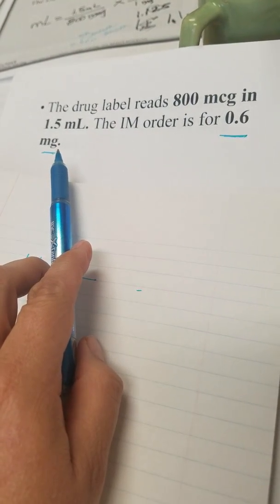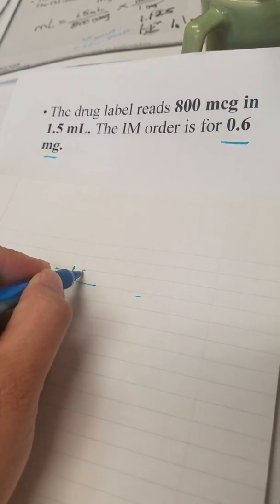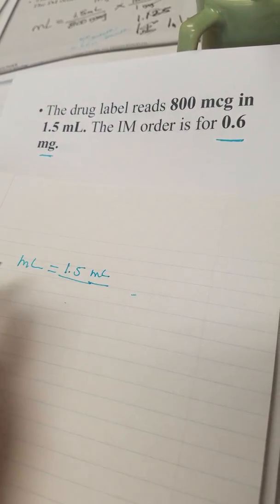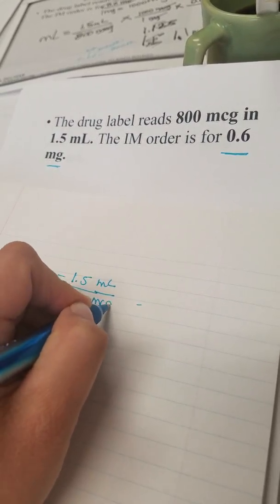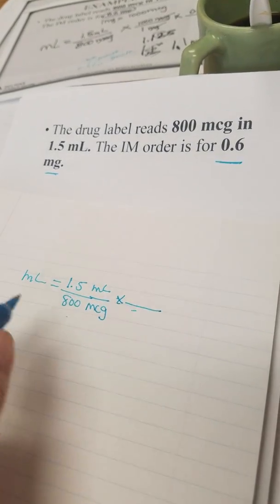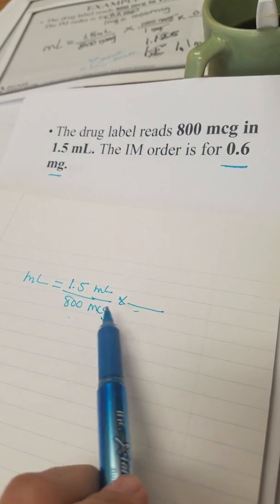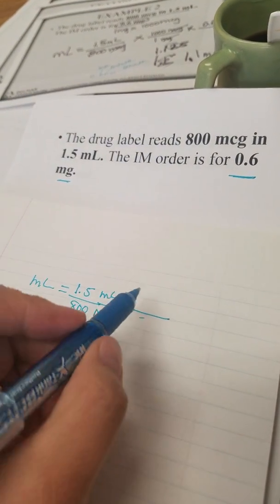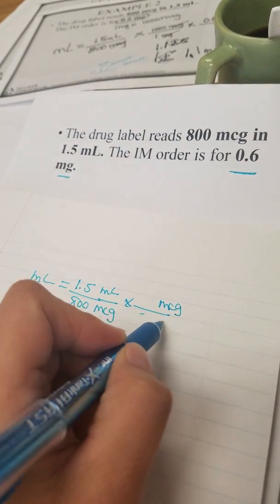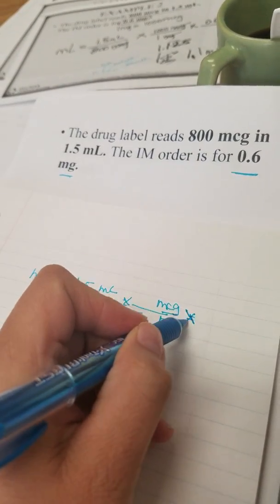So we know we're going to have to do a conversion because we're not going to be able to cancel these out. So you can still place it the same way, 1.5 milliliters on top and 800 micrograms on the bottom. Now here is where we cannot put this 0.6 milligram right here because it won't cancel out. So we have to do a conversion. Now we're going to have to make this microgram on top and milligram on the bottom. And we need to find the equivalents.